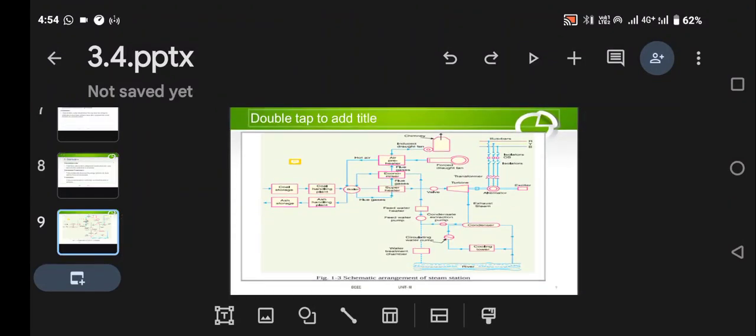The schematic diagram represents the steam station. This is the type of power station which is used to generate the electricity.